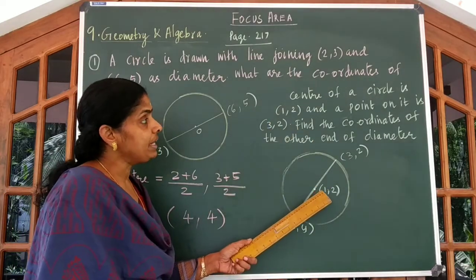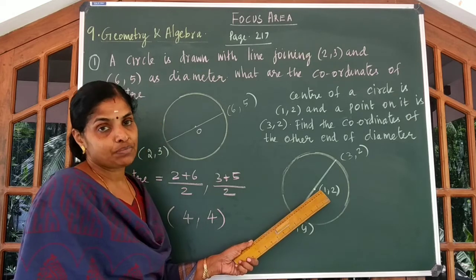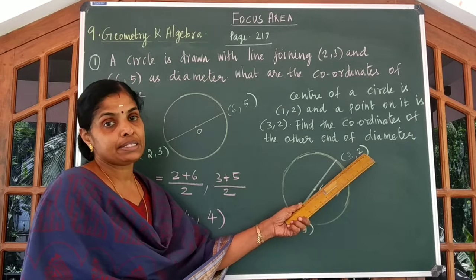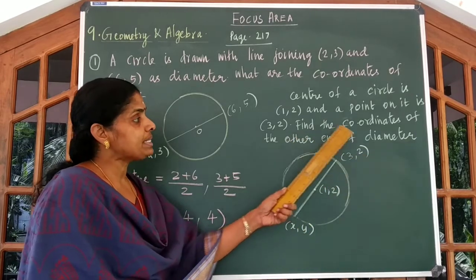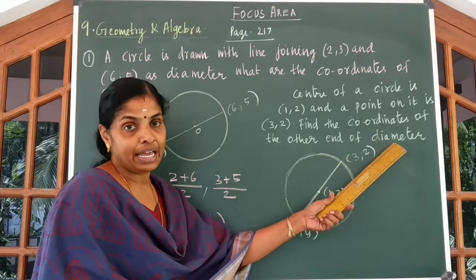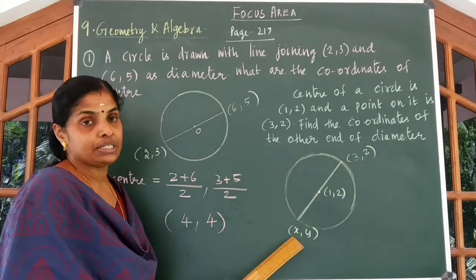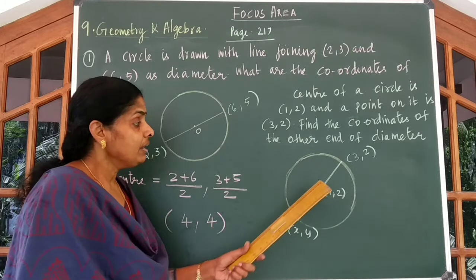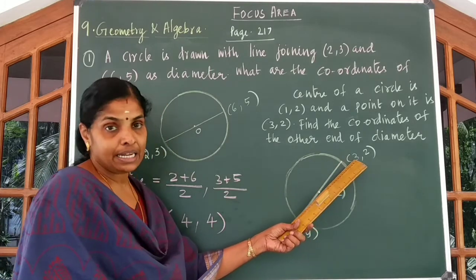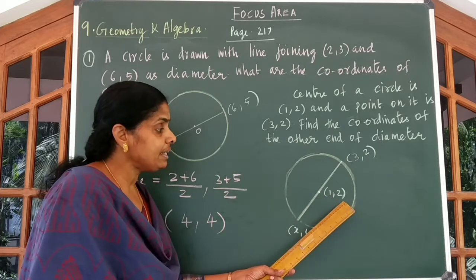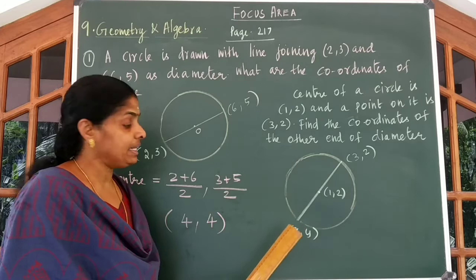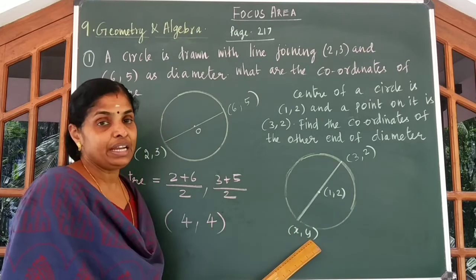Here we are given the center of the circle as (1, 2) and (3, 2) is a point on the circle. And here the question is to find the coordinates of the other end of the diameter through this point. We are given one point as (3, 2) and the center as (1, 2), and the question is to find the other end of the diameter.